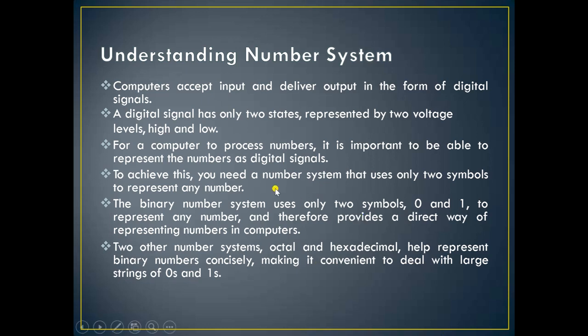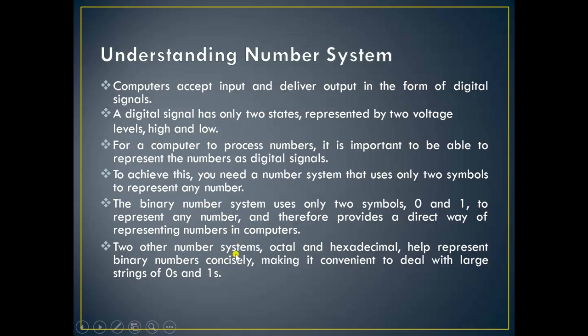In the number system, it is very important to represent the number as a digital signal because your computer understands only the digital language, that is either in the form of 0 or in the form of 1. That's why we represent any number in the form of digital numbers. So it provides a direct way to represent the numbers in the computer.